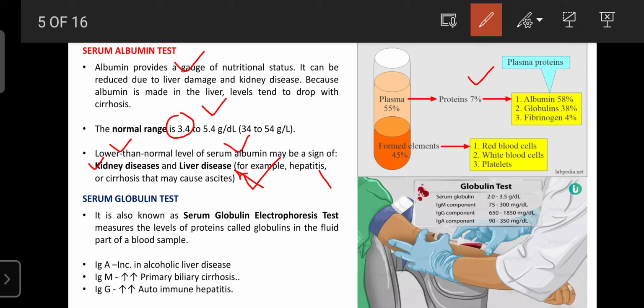So if the serum albumin is low, it can denote that the candidate was suffering from liver disease or kidney disease. The normal range is 3.4 to 5.4 gram per deciliter. So next there is the serum globulin test. Serum globulin concentration is 38% in the plasma.